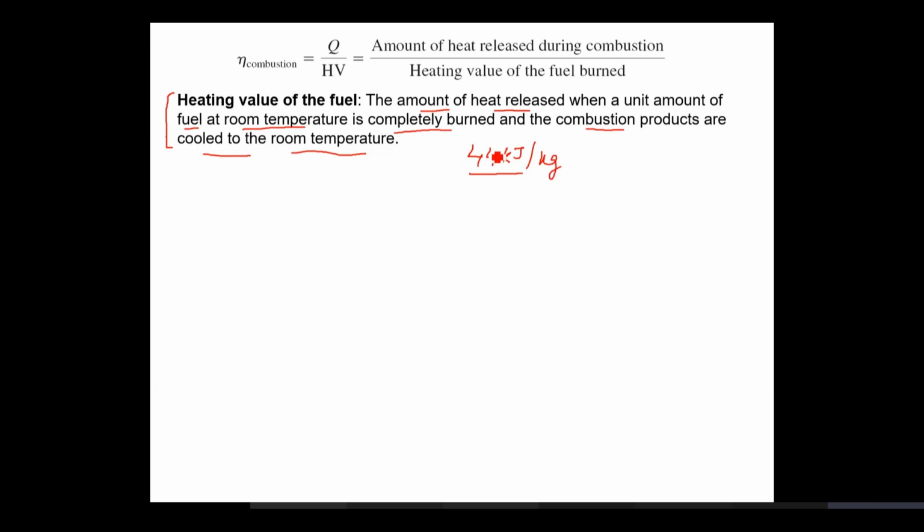Ideally, whether I'll get this amount of energy or not is dependent upon whether I am burning it at room temperature and whether the combustion products are cooled to the room temperature or not. So this is the maximum that I can get, which depends upon the heating value, and the actual that I get is some portion of it, which basically defines the efficiency of the combustion process. So far, is it clear?